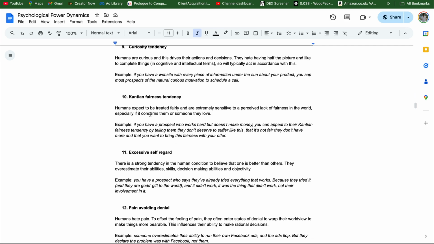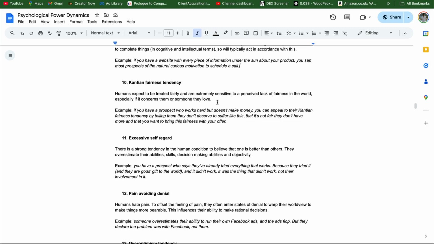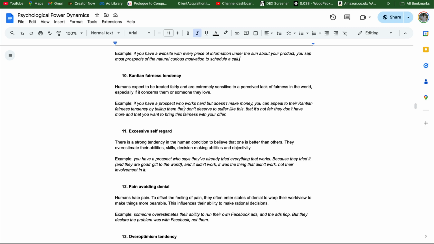So next one is Kantian fairness tendency. Humans expect to be treated fairly and are extremely sensitive to a perceived lack of fairness in the world, especially if it concerns them or someone they love. An example is if you have an OnlyFans creator who works hard but doesn't make money, you can appeal to their Kantian fairness tendency by telling them that they don't deserve to suffer like this and that it's not fair that they don't have more and that you want to bring this fairness with your offer. Right? Imagine how powerful this is.